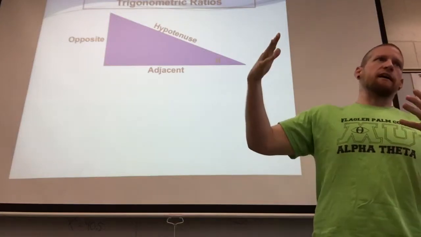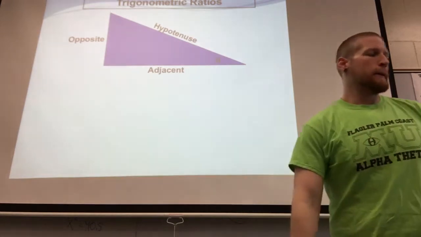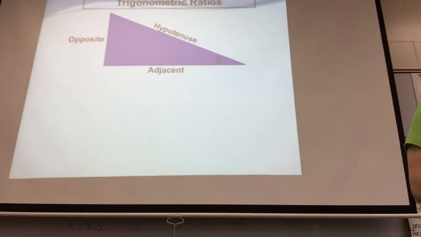Meaning, like sine is going to be equal to a specific ratio. Ratios are just fractions. They're all going to be related to an acute angle.